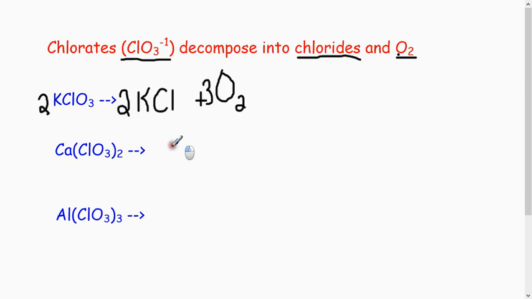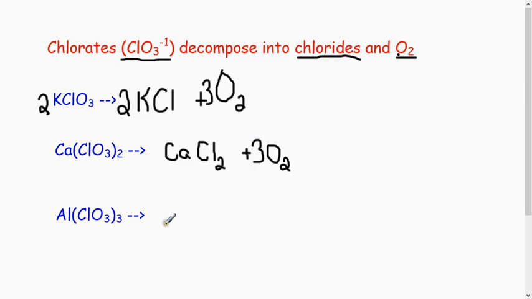Calcium chlorate, I'm going to put the first element, calcium, with the chlorine. Look up the charges. Calcium is +2, chlorine is -1. So when I crisscross, I get CaCl2 and O2 as my other product. 1 calcium on the left, 1 on the right, 2 chlorines on the left, 2 on the right, and I have 6 oxygens on the left, so I need to put a coefficient of 3 to give me 6 oxygens on the right.